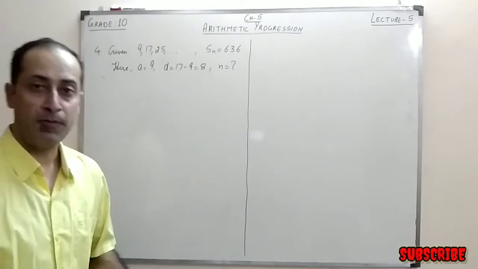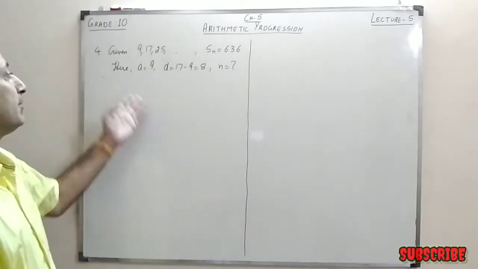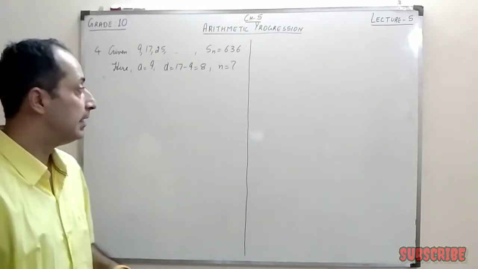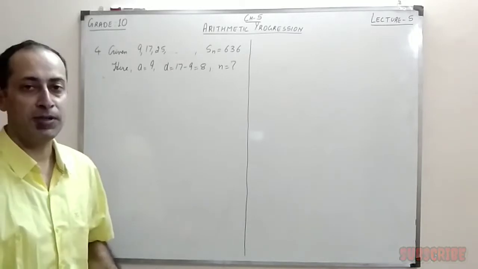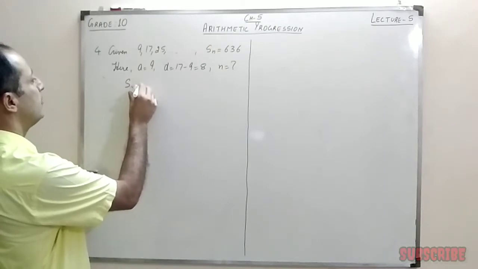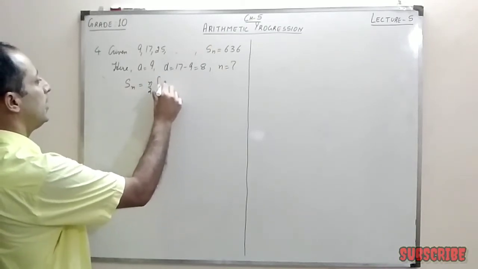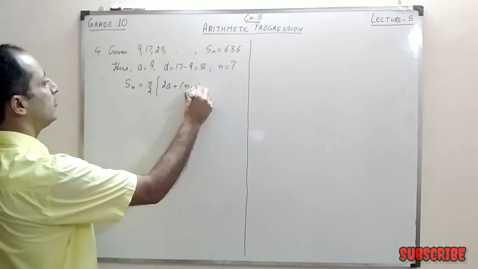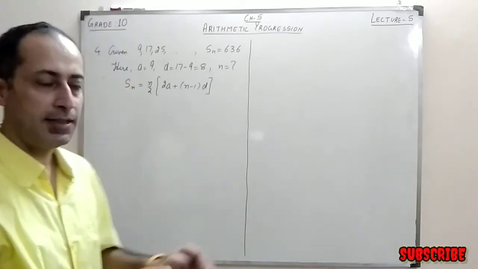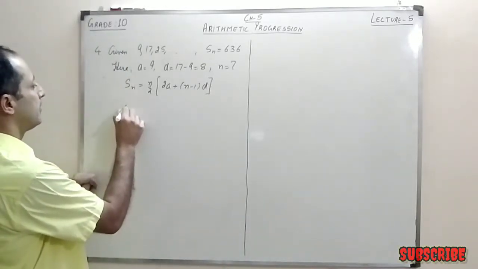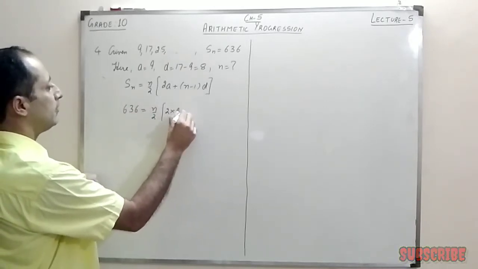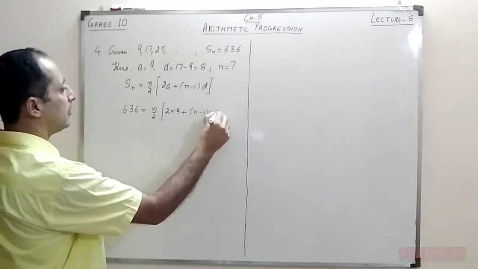So what I have to do? Obviously, I have to find n. The first step is to write the first term, that is a equals 9, and also find the common difference. d is 17 minus 9 equals 8. Now what next? We apply the formula for Sn. Sn equals n by 2 into 2a plus n minus 1 into d. We substitute the values inside it. This is 636 equals n by 2, 2 into 9 plus n minus 1 into 8.